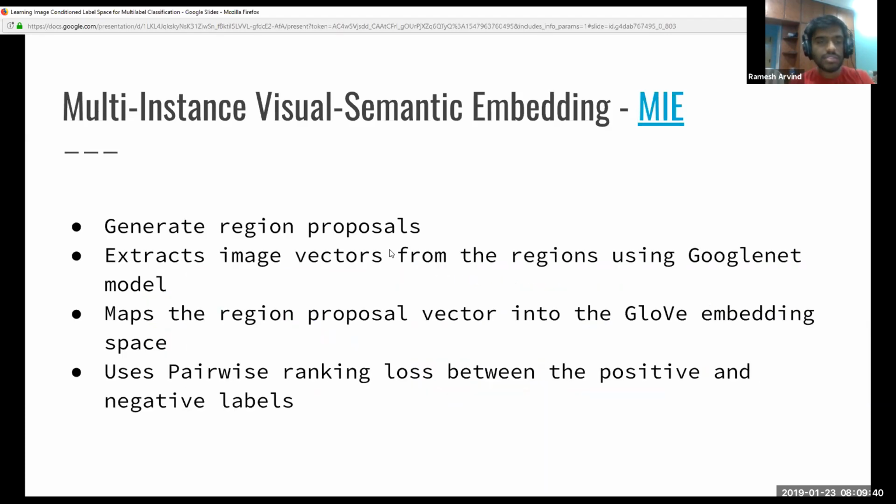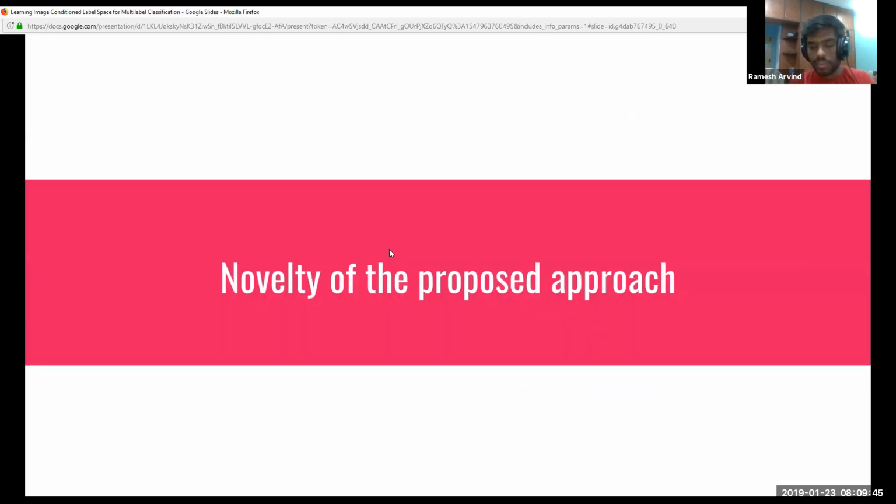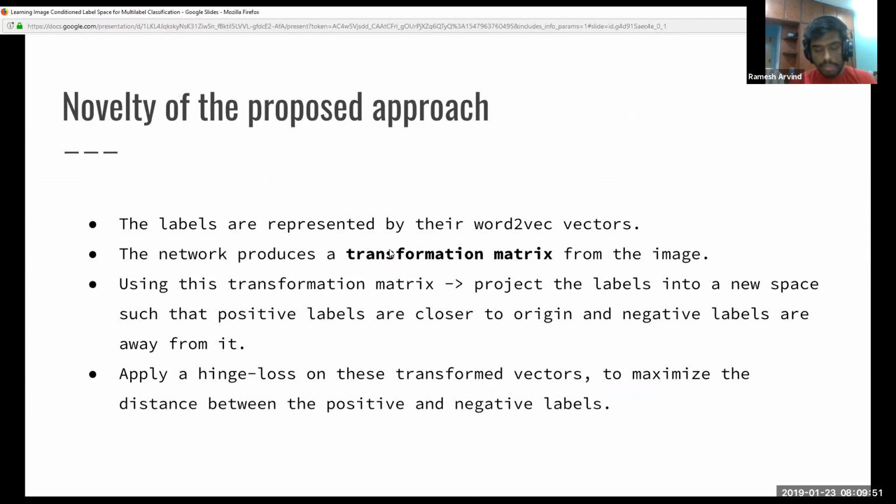And yeah, that's the multi-instance MIE model. So let's try to understand what our proposed architecture tries to do. In our proposed architecture, we don't directly utilize the output of the CNN model to perform the classification, similar to the MIE architecture, and we don't directly map our output into the vector space. What we do instead is output a transformation matrix.